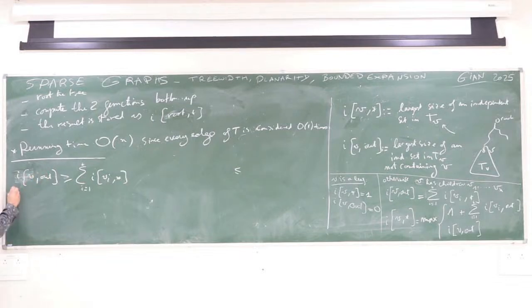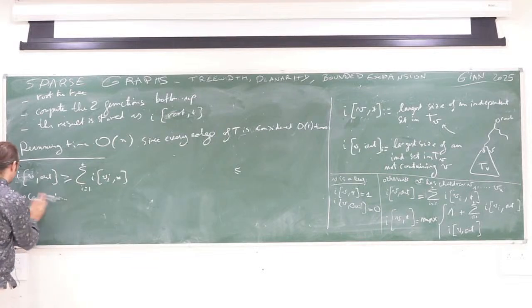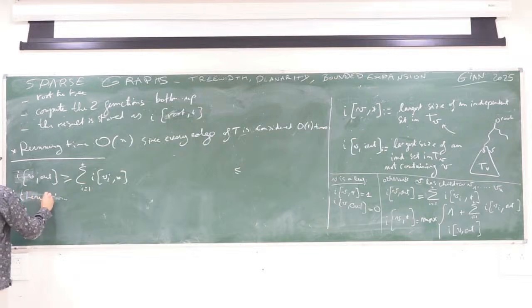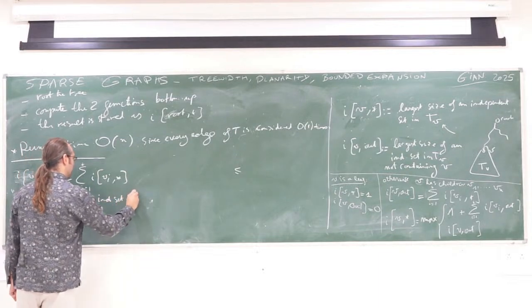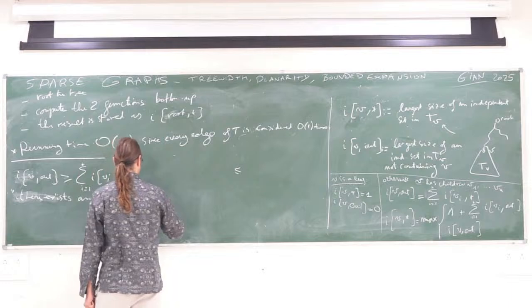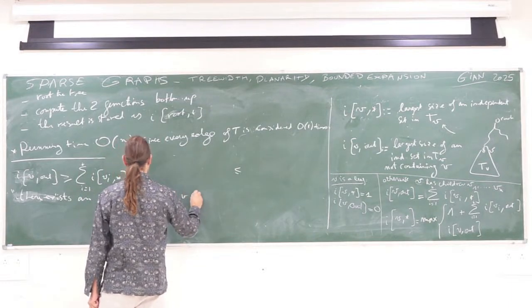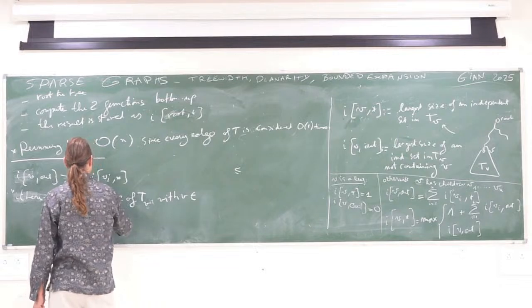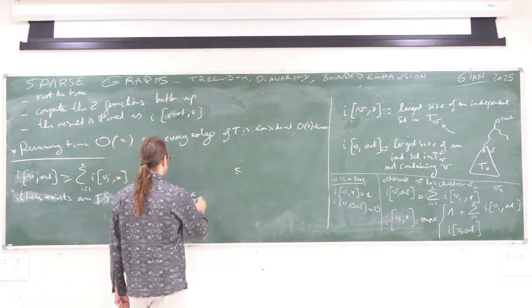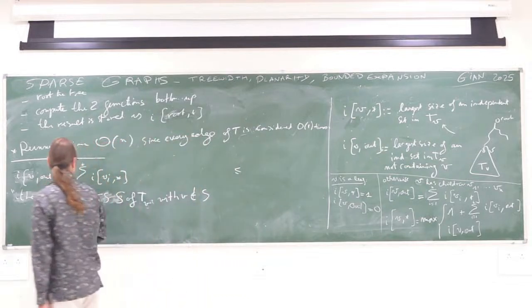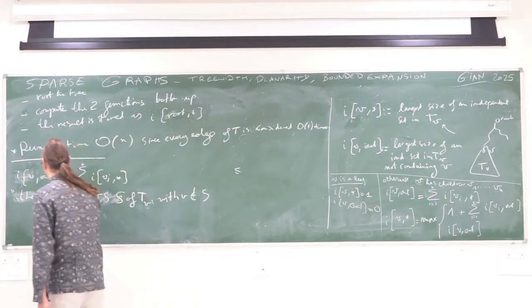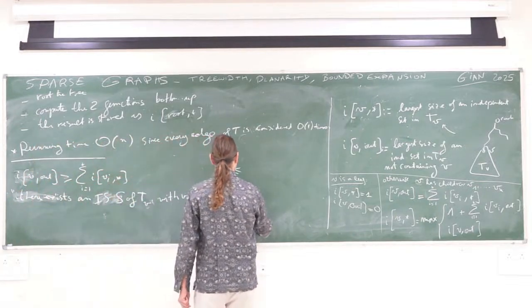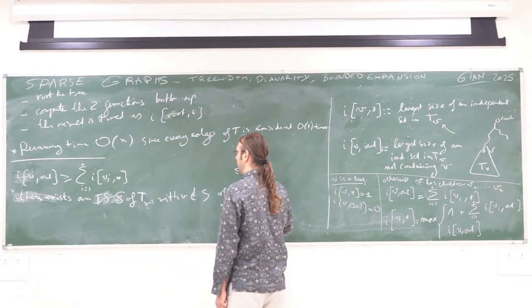So what this means is, or it's not that we can construct, there exists an independent set S of the subtree rooted at V, not containing V, of this size.